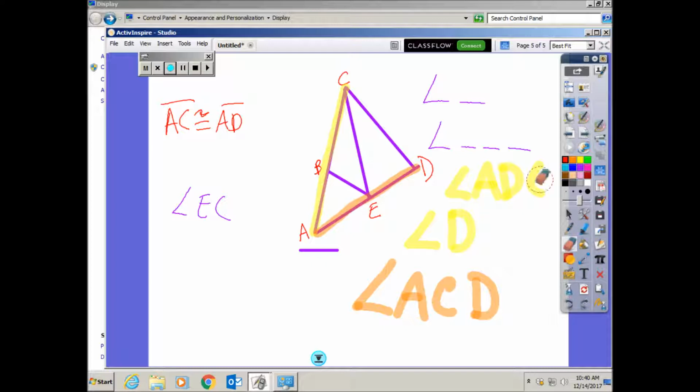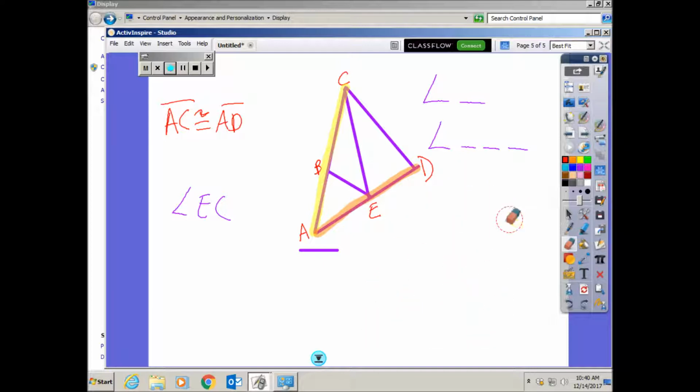The other one you were asked about, so let me erase this all, is BE and BC. Now, the way I've drawn this, BE and BC don't even look congruent to me. So, I might notice a pattern.